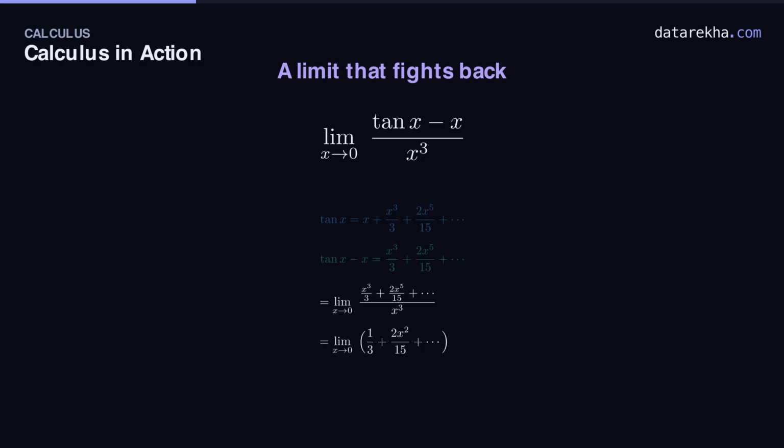Divide every term by x cubed, and the leading piece becomes 1/3, while everything else still carries a factor of x squared. Let x go to 0. Every leftover term dies, and the answer is simply 1/3. No triple differentiation. The series did all the work.